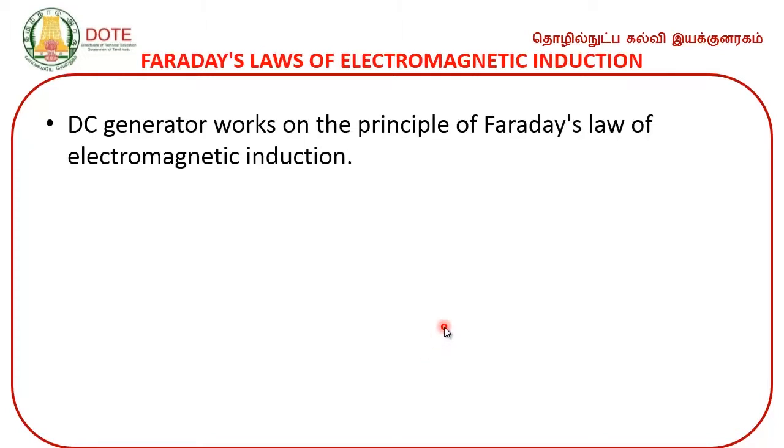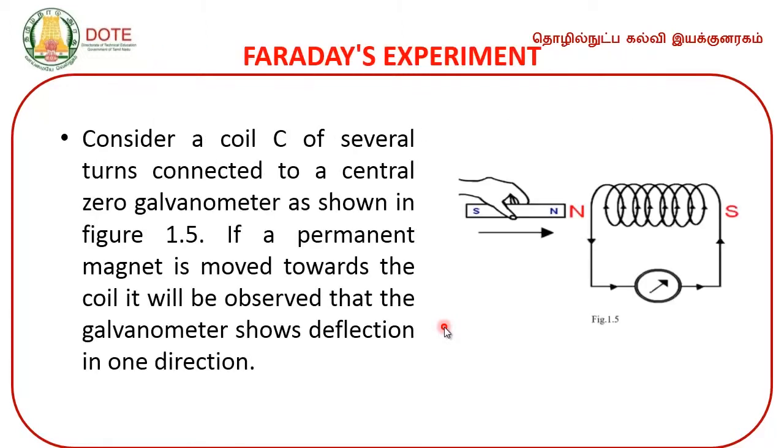The dot is based on the point of an arrow moving towards the observer. Then comes Faraday's laws of electromagnetic induction, which forms the basis of the working of a DC generator. A DC generator works on the principle of Faraday's law of electromagnetic induction. Here comes Faraday's experiment. Consider a coil C of several turns connected to a central zero galvanometer as shown in figure 1.5.